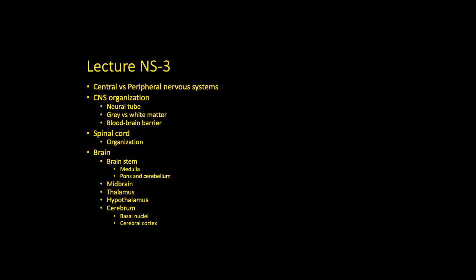This is lecture NS-3. In this lecture, we're going to be talking about the central nervous system and comparing it to the peripheral nervous system, although peripheral will mostly come next lecture. In this one, we're going to go over the organization of the central nervous system, starting with how it forms, the idea of the neural tube, the difference between gray and white matter and how they're arranged, and the concept of the blood-brain barrier. We'll talk some about the spinal cord and how it's organized, and then we'll spend a lot of our time on the brain, kind of working our way up, going through the brain stem and then midbrain, thalamus, hypothalamus, and the cerebrum, talking about what each area does and a little bit about how it's organized.